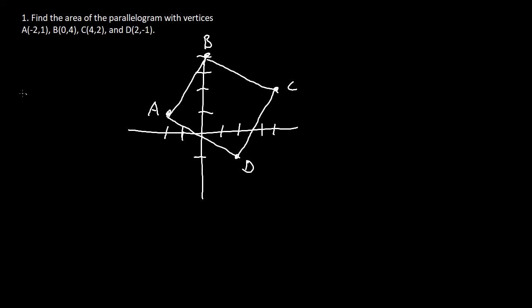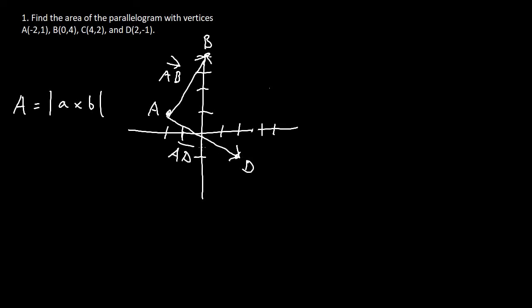So remember, the area of the parallelogram is going to be the magnitude of the cross product of two vectors. Let's just call them a and b. So let's go ahead and make two vectors then. I'm going to cancel out the line segment BC and line segment DC here, and then I'll make two vectors. This one is going to be vector AB, and the other one is going to be vector AD, since we only need to represent two vectors.